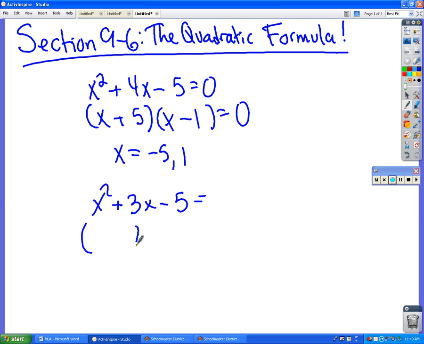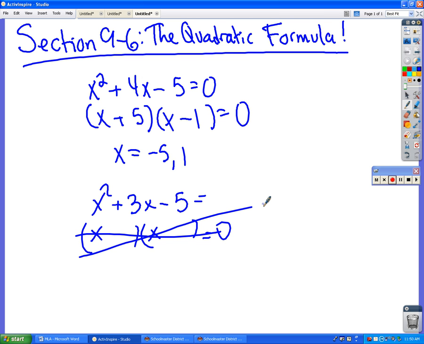Okay, as it happens, sometimes you might come across a quadratic equation that you can't factor. For example, if I change the 4x to a 3x, now I need two numbers that multiply together to be -5, but add together to be +3. And you can't do it, at least not with whole numbers. Okay? So if you are faced with a situation where you can't solve it by factoring, that is where the quadratic formula comes in.